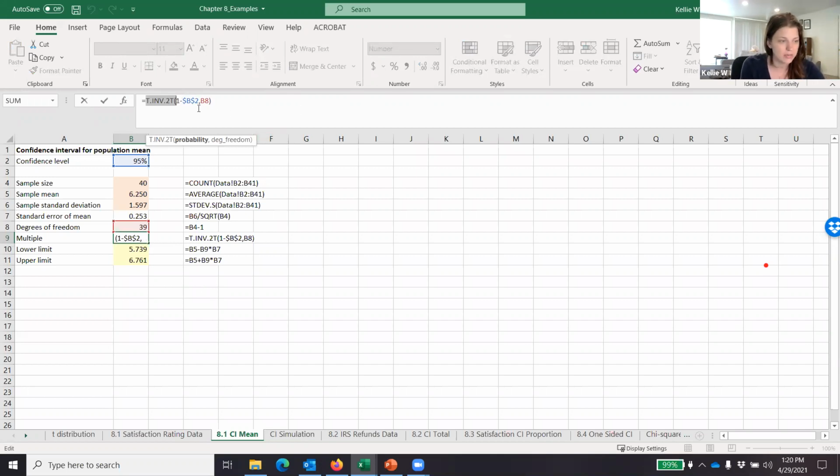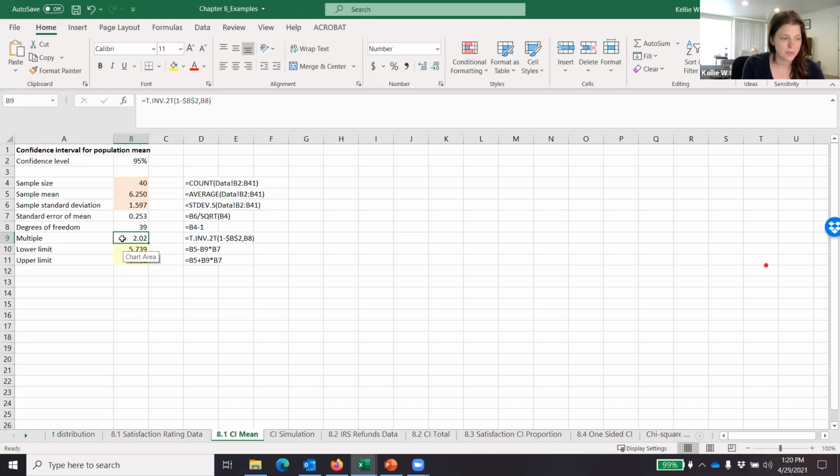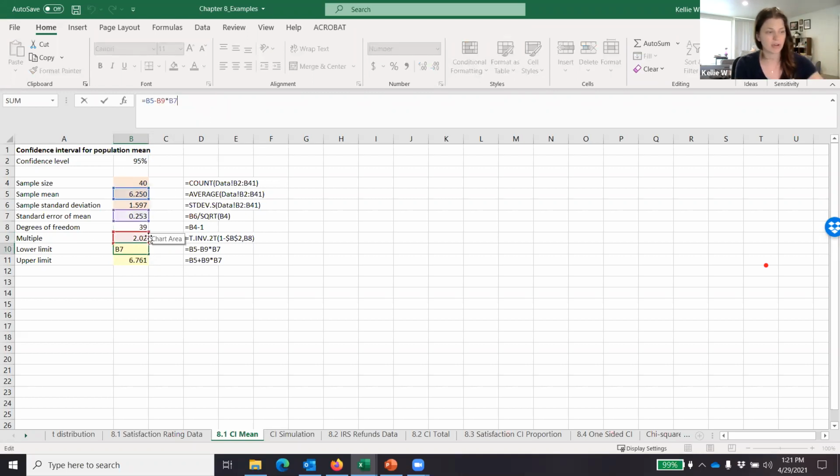The arguments that it needs from you are the probability, which is 1 minus our confidence level, so this is alpha basically, and then the degrees of freedom. Once you do that, you have your multiple, and then your formula for the lower limit is the sample mean minus the multiple times the standard error, and the upper limit is the sample mean plus the multiple times the standard error.